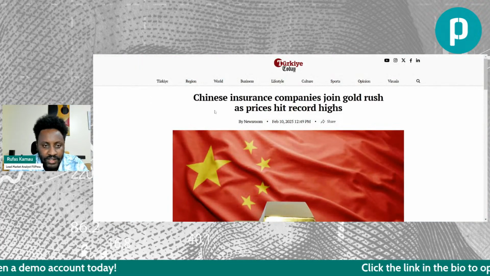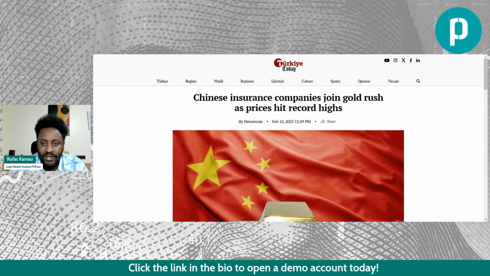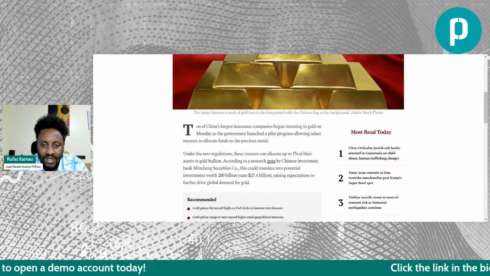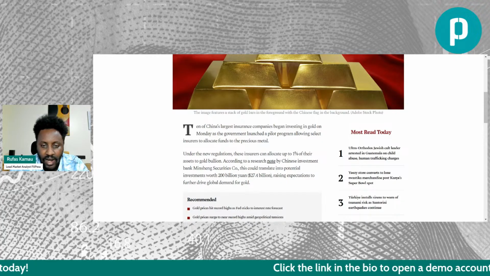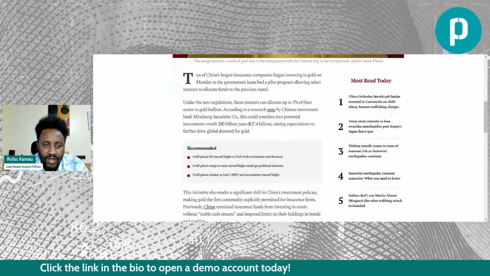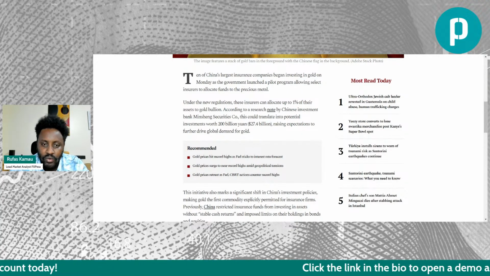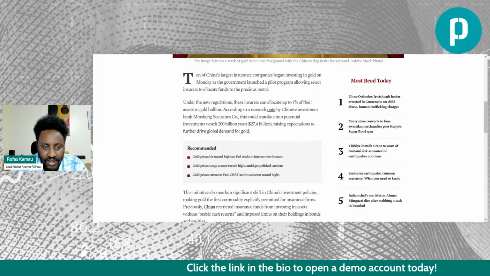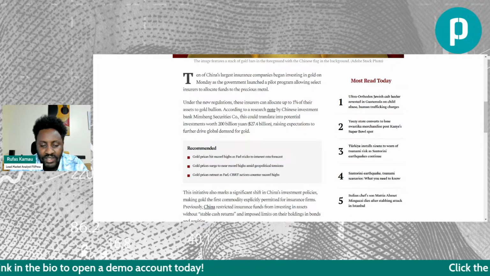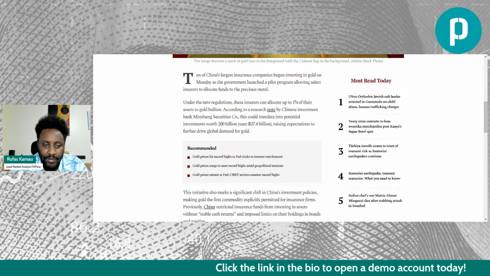One of the important things to notice is that Chinese insurance companies have joined the gold rush as prices hit record highs. 10 of China's largest insurance companies began investing in gold on Monday as the government launched a pilot program allowing select insurers to allocate funds to the precious metal. Under the new regulations, these insurers can allocate up to 1% of their assets to gold bullion. According to a research note by Chinese investment bank Minsheng, this could translate into potential investments worth 200 billion yuan or $27.4 billion, raising expectations to further drive global demand for gold.